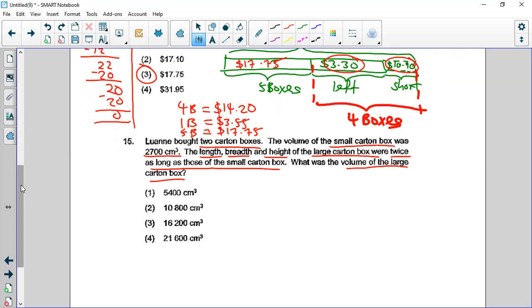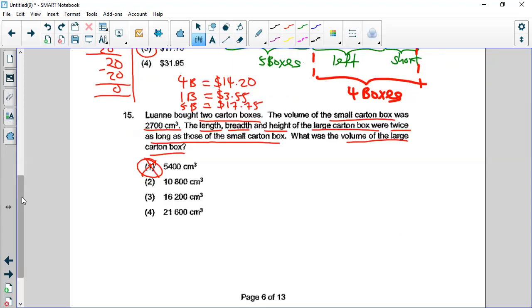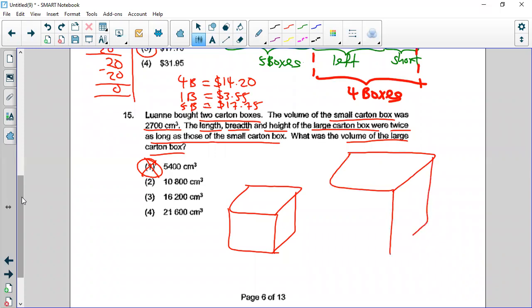Did anyone choose answer 1? I think many of you chose answer 1. You are tricked already. So the answer is not number 1. Now you will need to draw a diagram, and then you will see more clearly. This is a small carton box. I'm not very good at drawing, something like that. So the method here is to draw a diagram. And there's a large carton box, which is twice the length, breadth, and height of the smaller carton box. Something like that. Now look carefully. 1 unit.